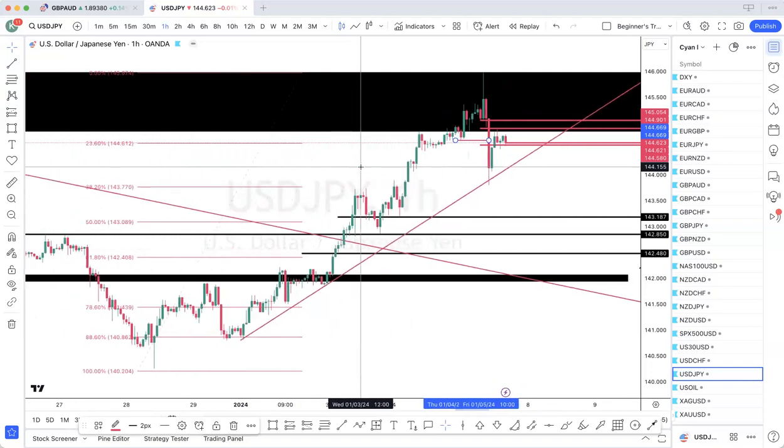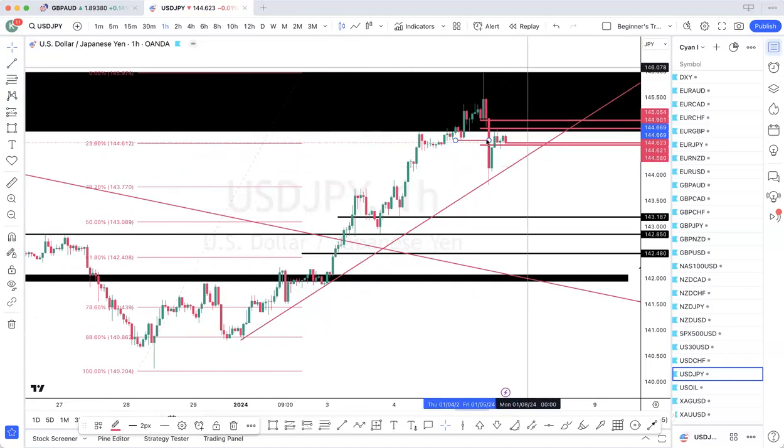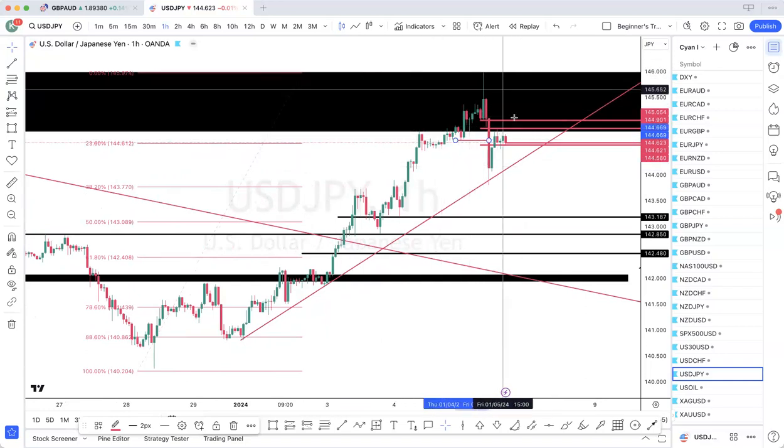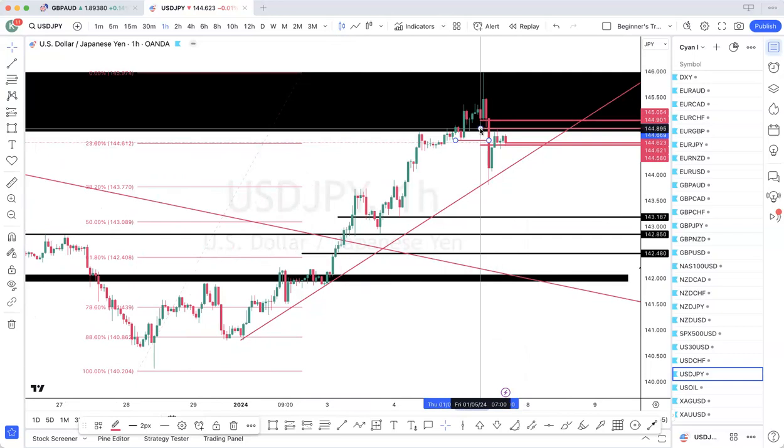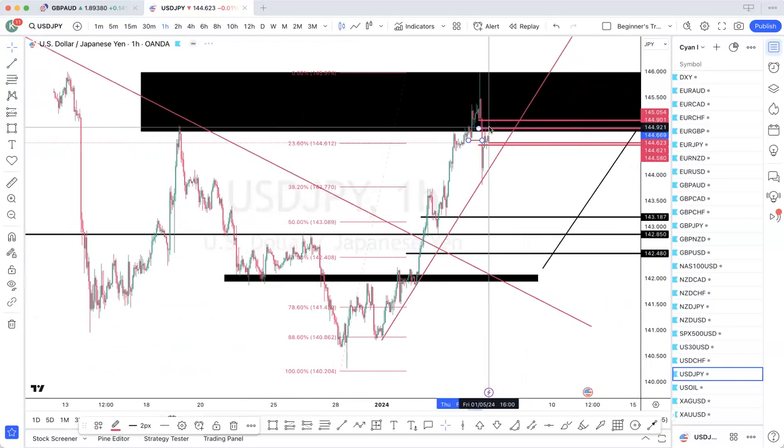So the point of the matter is when it's in your POI, you want it to be in your POI. Your point of interest, your level of support and resistance, or your level of supply and demand.